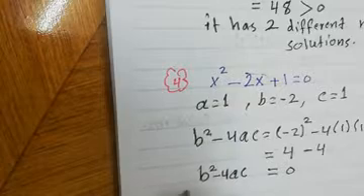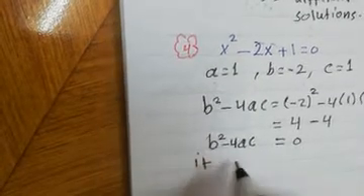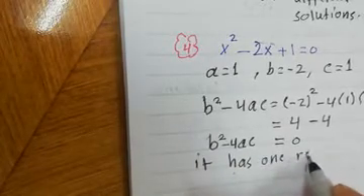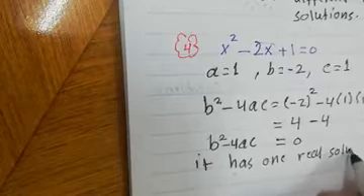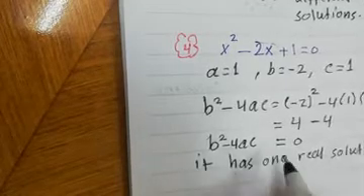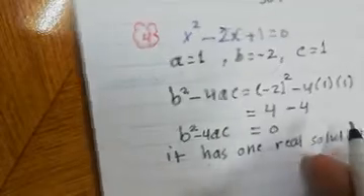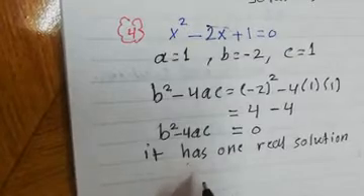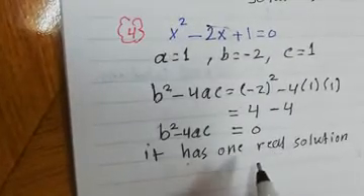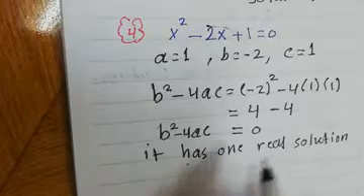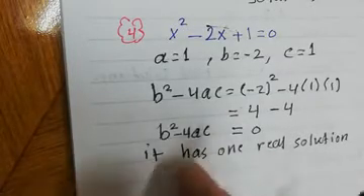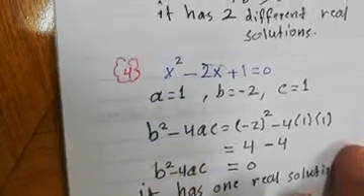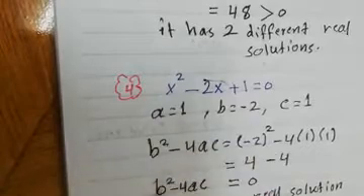So it has one real solution. What is the real solution? I can find it by this quadratic formula, which is negative b plus or minus the square root of b squared minus 4ac, divided by 2a. You can get it also. But here we are searching for how many different solutions. So these are the different cases for the discriminant.